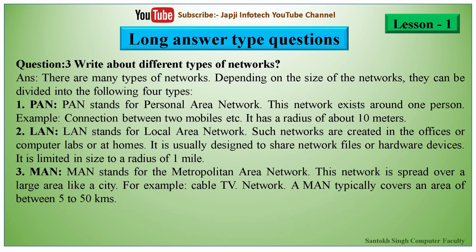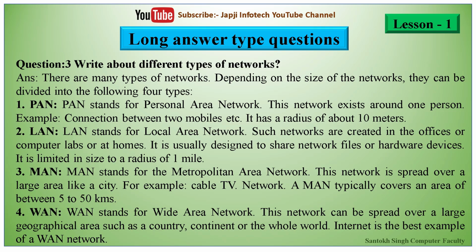And the third one is MAN. MAN stands for Metropolitan Area Network. This network is spread over a large area like a city. For example, a cable TV network. A MAN typically covers an area of between 5 to 50 kilometers. And the fourth one is WAN. WAN stands for Wide Area Network. This network can be spread over a large geographical area such as a country, continent, or the whole world. So the internet is the best example of a WAN.